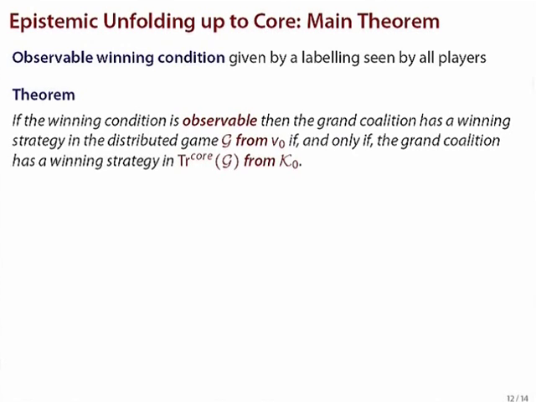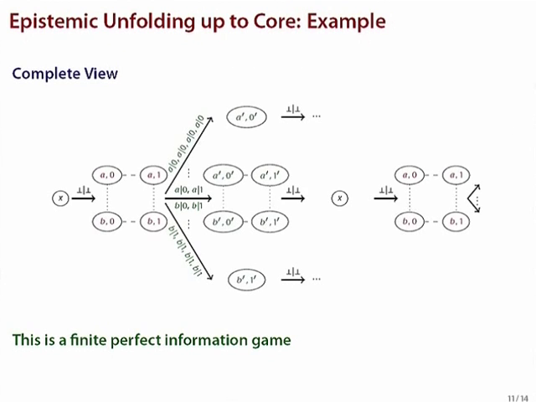And an observable winning condition, you can think of it as one given by a labeling which is seen by all of the players. Alternatively, if you look at the information structure, it is something which is uniform on all of these connected Kripke models. Meaning that if there is a color, a label, it's the same for the whole structure in the state. It doesn't depend on the particular node.